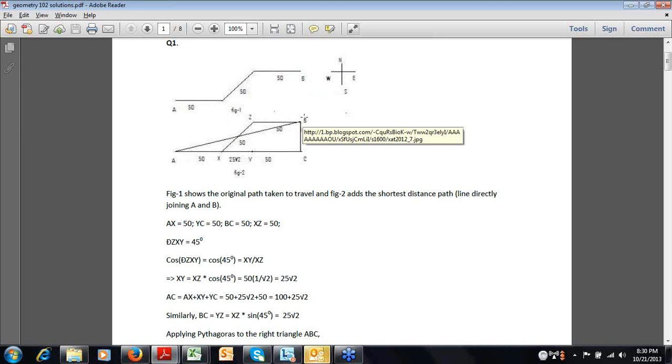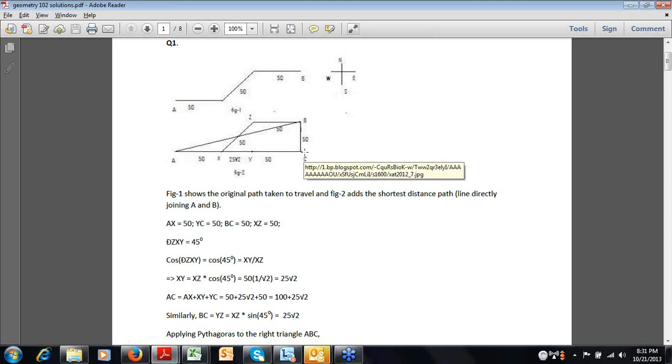Value of AB can be calculated only when we know the value of BC and AC. So what is our objective? Our objective is to calculate the value of AC. AC is nothing but AX plus XY plus YC. Now AX we know is 50. We know YC is 50 because ZB is 50. So XY we can calculate with the help of a cos angle.